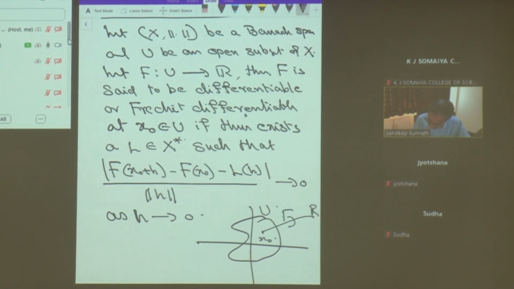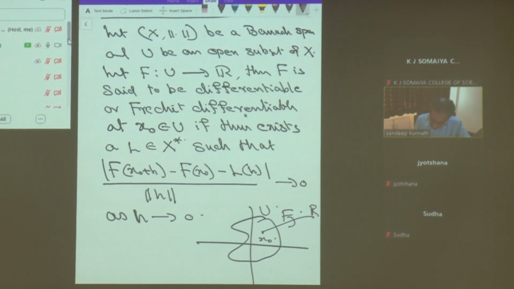This is the function capital F. So we will say that f is Frechet differentiable at the point x naught if there exists a linear transformation from the domain to the range. That is, the domain is U, so the full space is the Banach space.